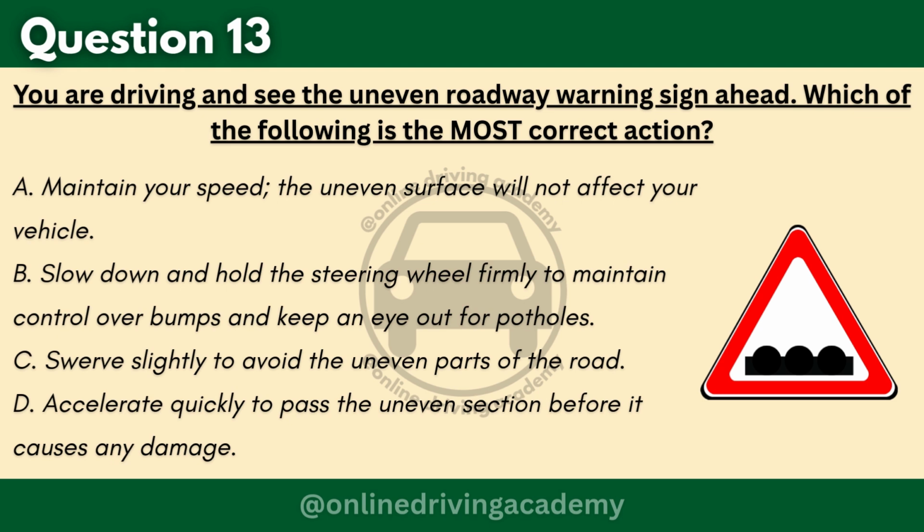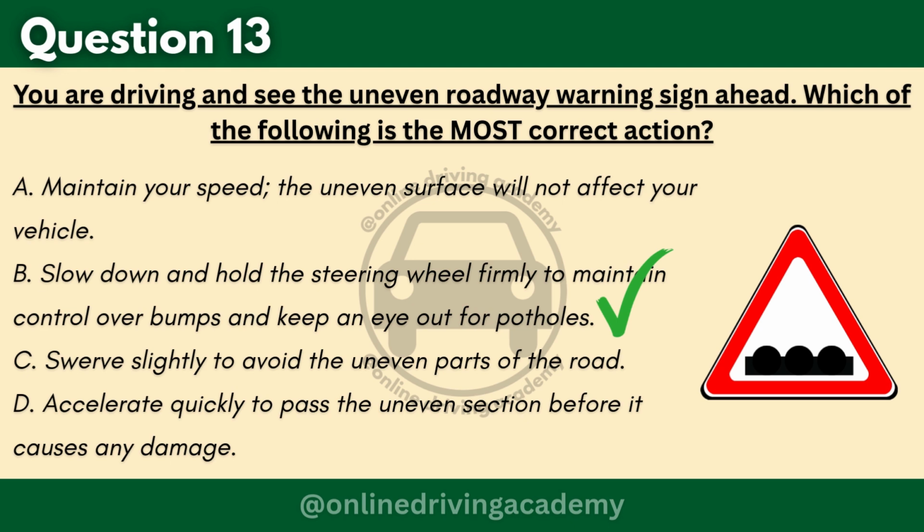Now, please keep in mind that when you are driving over an uneven roadway, right, if you're going to be driving too fast, you are going to lose control of the vehicle. Therefore, if you see this uneven roadway warning sign, the first thing that you should do is slow down, right? Slow down, hold the steering wheel firmly in order to maintain control over these bumps, and keep an eye out for potholes. Therefore, option B is going to be our correct answer, because option C would be to swerve slightly to avoid uneven parts of the road. That can cause you to now lose control and cause an accident.